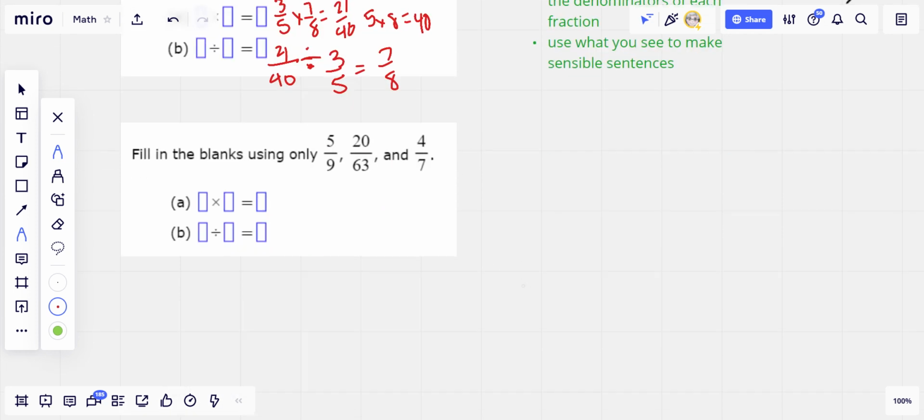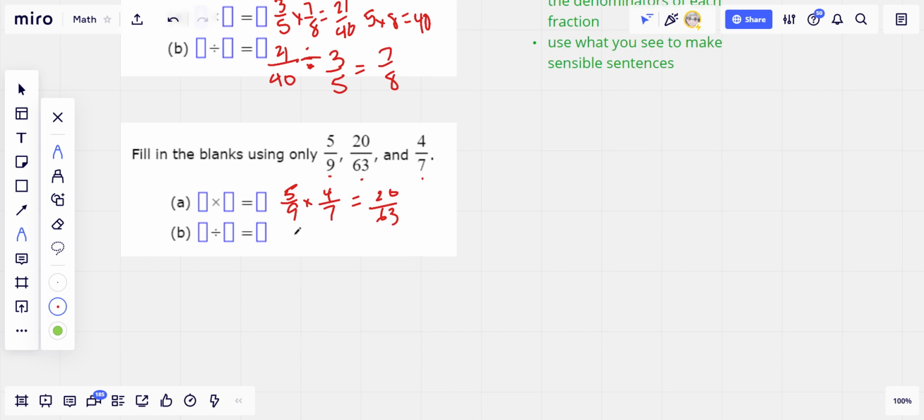Let's try one more of these. So again, I'm going to start by looking at the denominators. Aha, 9 times 7 does equal 63. So I could write 5/9 times 4/7 equals 20 over 63. And that does check out because 5 times 4 on the top would multiply out to 20, 9 times 7 to 63, so that's good.